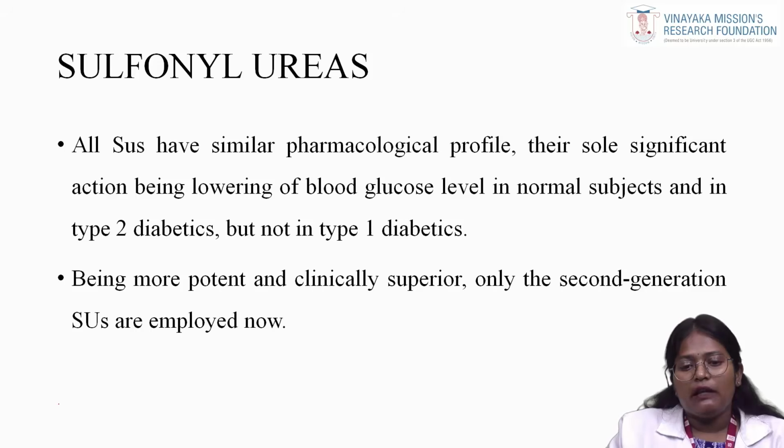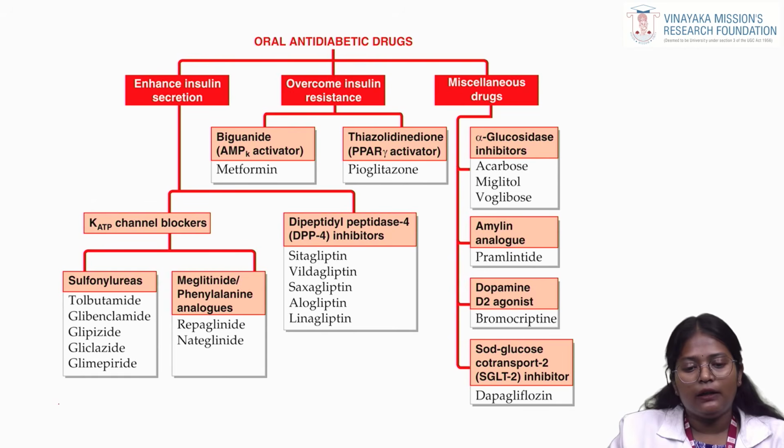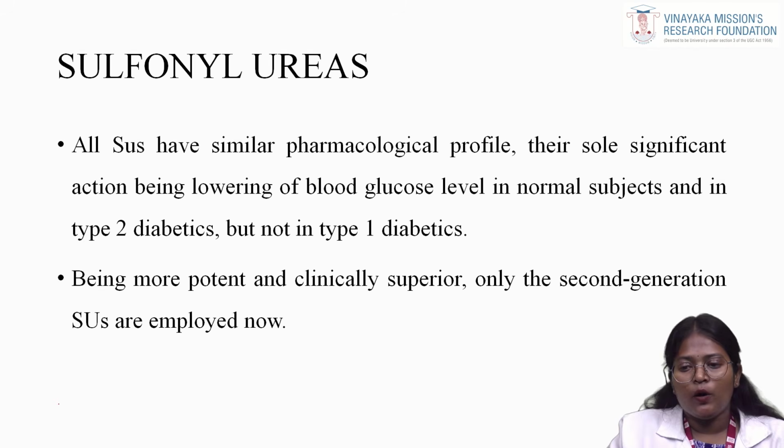So we are going to see about sulfonylureas. Sulfonylureas are the main class of drugs. We have seen glibenclamide, glipizide, gliclazide and glimepiride. All sulfonylureas have similar pharmacological profile. Their significant action is lowering of blood glucose level in normal subjects and in type 2 diabetes, but not in type 1 diabetes mellitus. So insulin can be used in both type 1 and type 2 diabetes, but oral anti-diabetic medication or oral hypoglycemic agents, the drugs we have seen so far, should be used only in type 2 diabetes, not in type 1 diabetes mellitus.